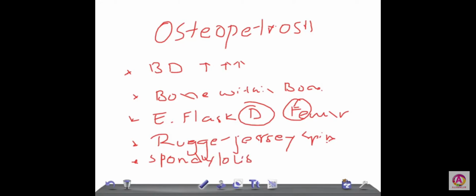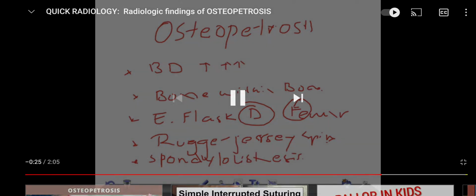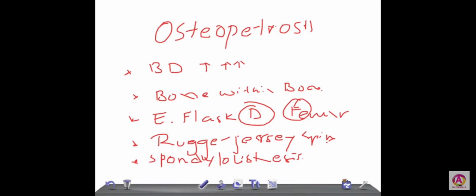Okay guys, so thank you so much for watching this video. What are the radiological findings of osteopetrosis? The generalized bone density is raised, bone within bone appearance, then Erlenmeyer Flask deformity of the femur, Rugger Jersey spine, and spondylolisthesis. Thank you so much for watching.